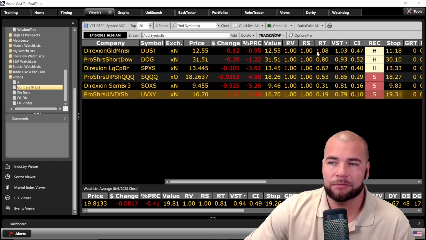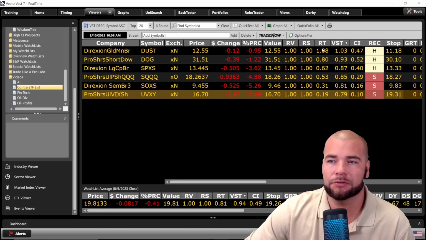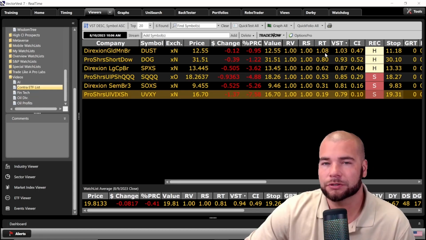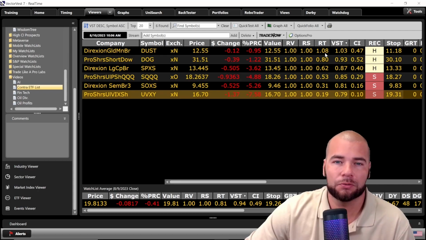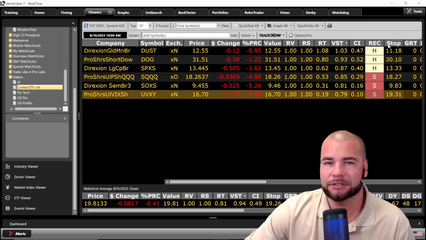One thing to note here, if we look at RT relative timing, there's only one ETF in the list right now with a RT greater than 1, letting us know that the short-term price trend is in our favor, and that is Dust, which tracks the Gold Miners Index. Now, for all of these Contra ETFs here, none of them currently have a buy rating, so let's jump in the charts and let's see what it's trying to tell us.